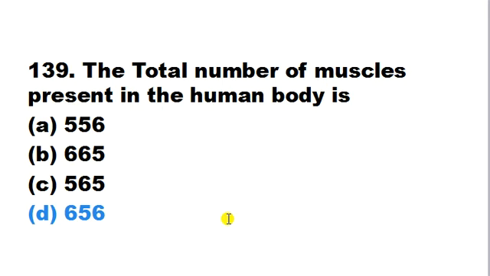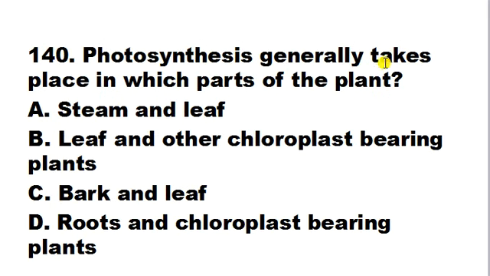Photosynthesis generally takes place in which part of the plant? Stem and leaf and other chloroplast bearing plants, bark and leaf, roots and chloroplast bearing plants. So photosynthesis takes place generally in leaves and other parts of the plant which contain chloroplast and are green in color. So here the correct answer would be B. That means photosynthesis basically takes place in leaves and other chloroplast bearing parts because photosynthesis happens inside the chloroplast.